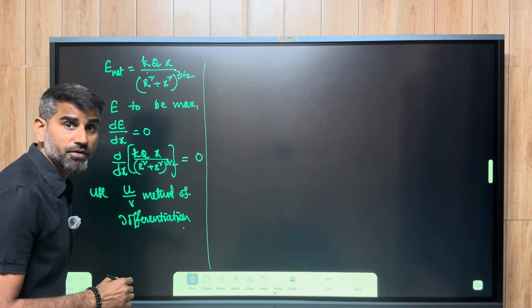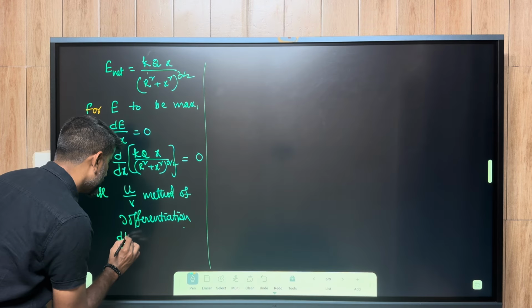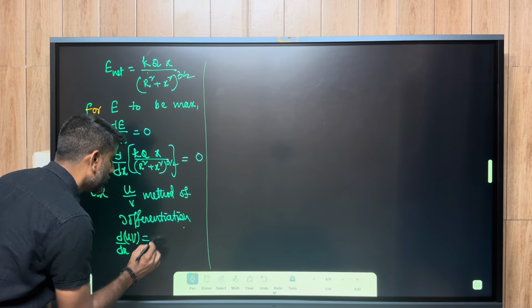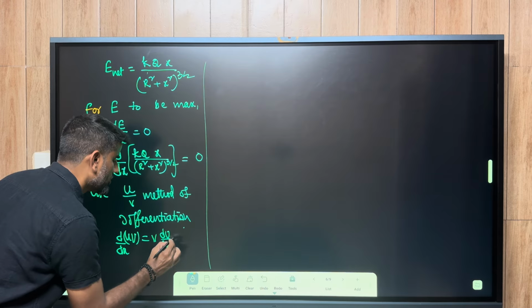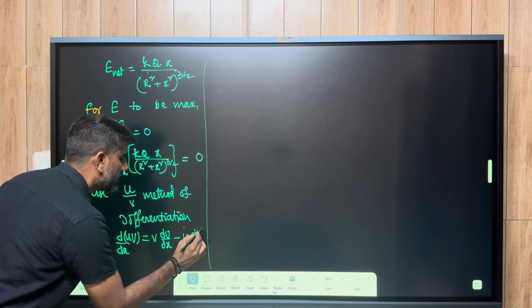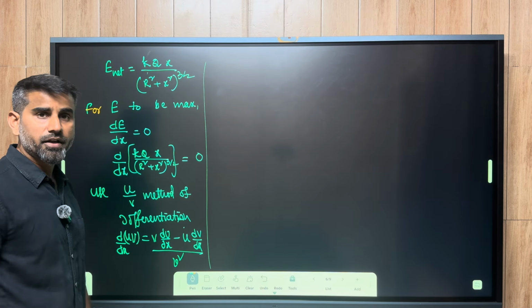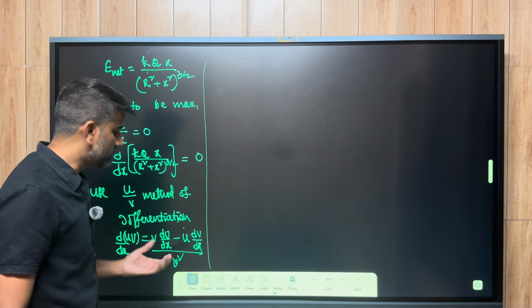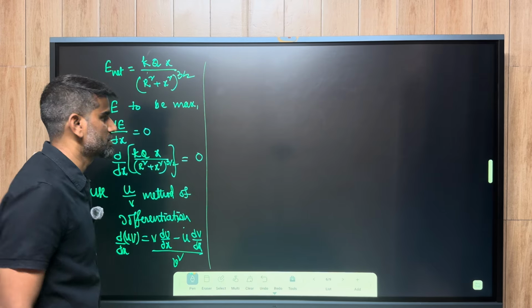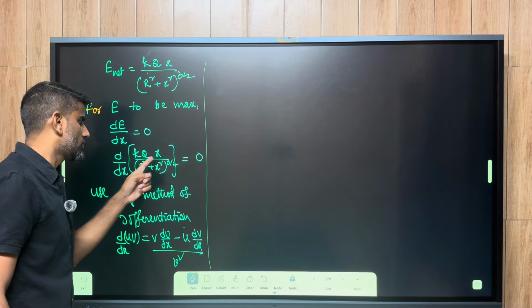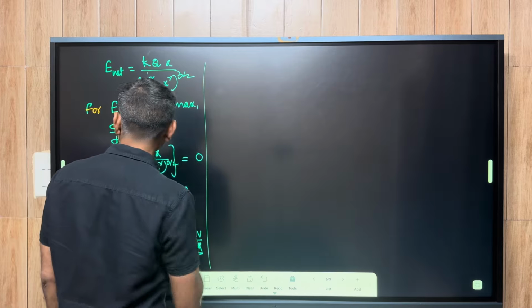What is u by v method? U by v method formula. d by dx of u by v is equal to v into du by dx minus u into dv by dx, whole by v square. Okay, clear? This is the formula that we are going to use to differentiate this equation. Now what is u here? x. What is v here? r square plus x square whole to the power 3 by 2.